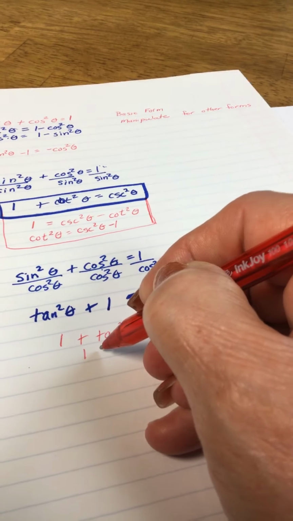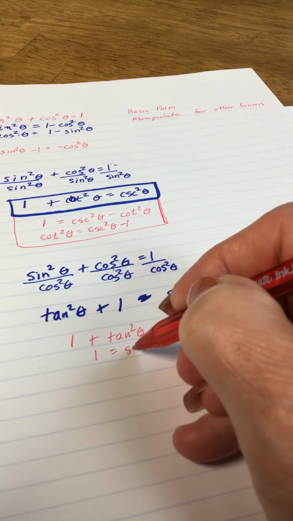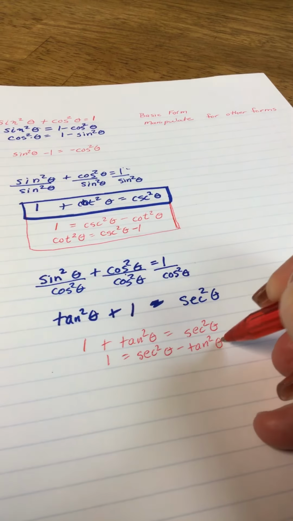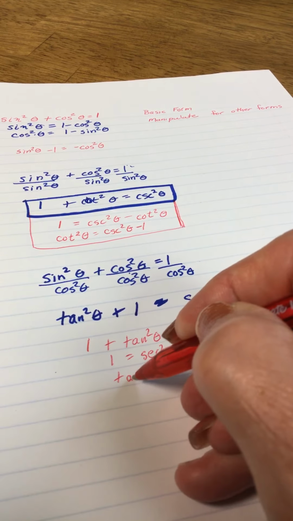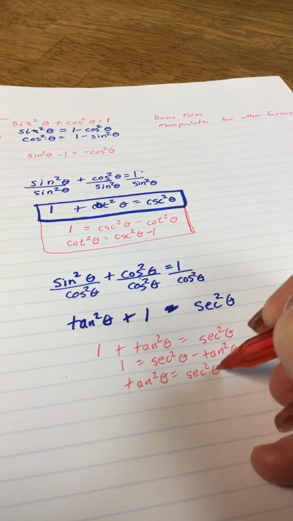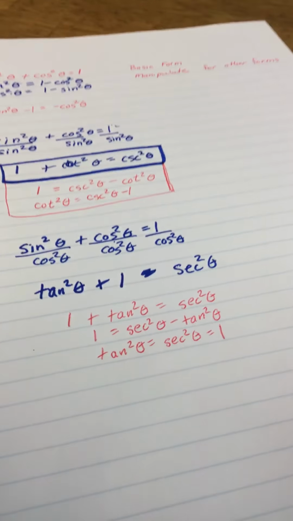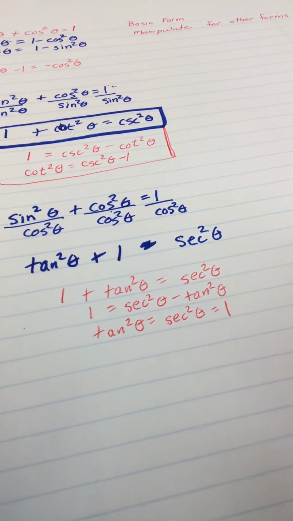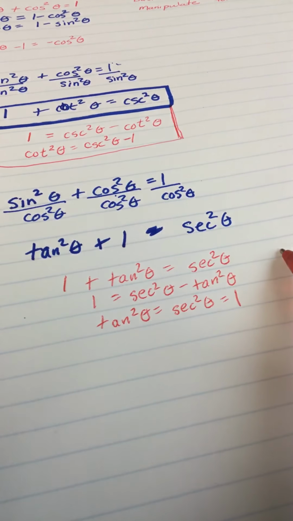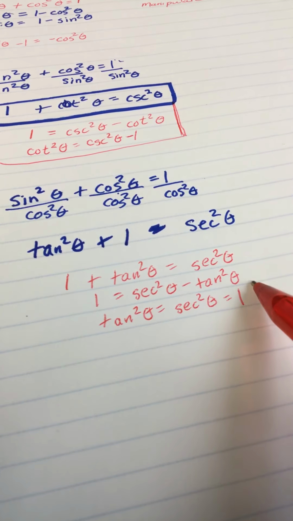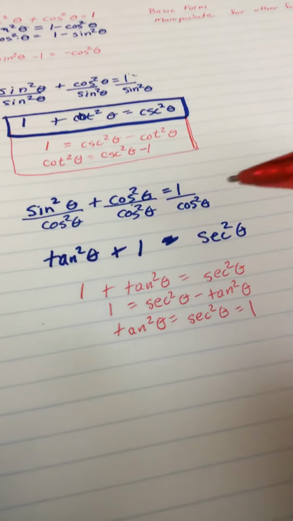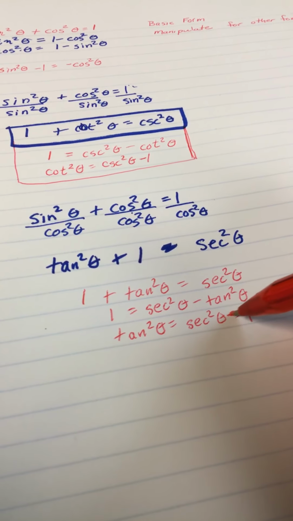We can take 1, keep it on the left side, and take that tangent squared and subtract it from both sides. Or we could keep the tangent squared theta where it was and subtract the 1 from both sides. That would be our 3 forms of this Pythagorean identity. 1 plus tangent squared equals secant squared. Keep the 1 and subtract tangent squared from both sides. Keep the tangent squared and subtract: secant squared minus 1, not plus 1, but minus 1.